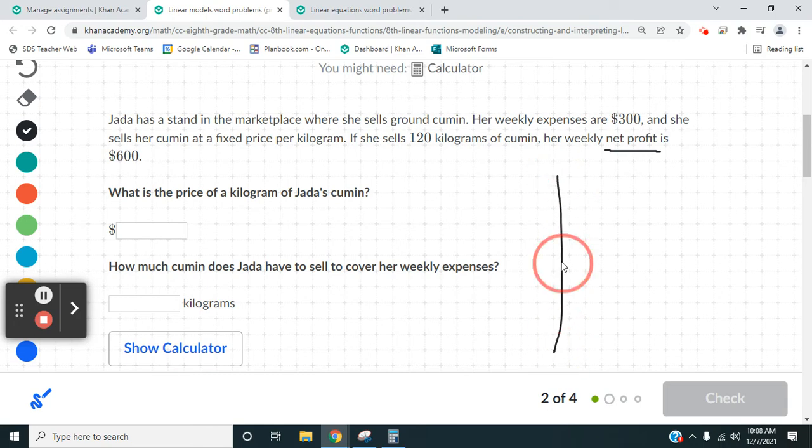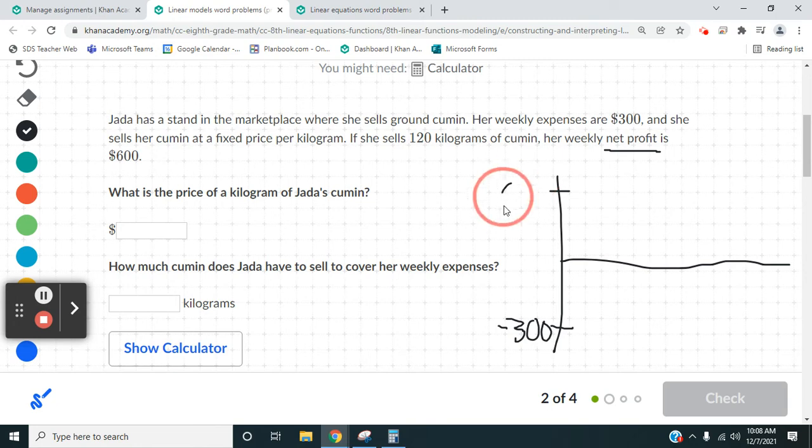Now let's watch. Here's the graph I just drew a second ago. Weekly expenses are $300, right? So she's starting down $300. Why is that? Well, she had to go buy some so that she could sell it at a higher price, right? There you go. She ends up making $600. So she ends up way up here, right? That's her profit.